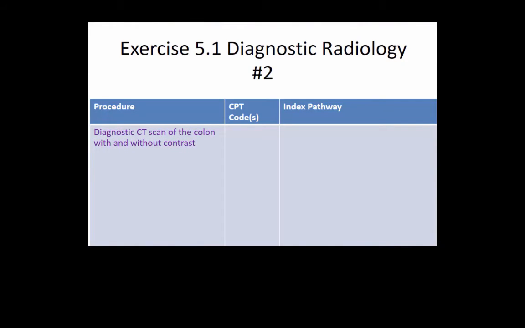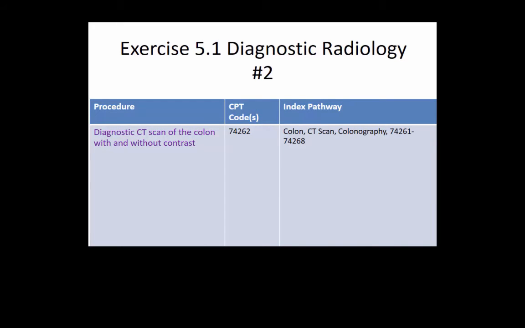Okay, now let's look at some things in the textbook. Exercise 5.1 number 2 is a diagnostic CAT scan of the colon with and without contrast. Many times when you look in the code book, you're going to see where something is scanned with contrast, without contrast, and then it might be without contrast followed by contrast. 3 different ways that can work for some studies, not for all of them. But this particular scenario is just a diagnostic CAT scan of the colon with and without contrast. And here you see how it is found in our code book.